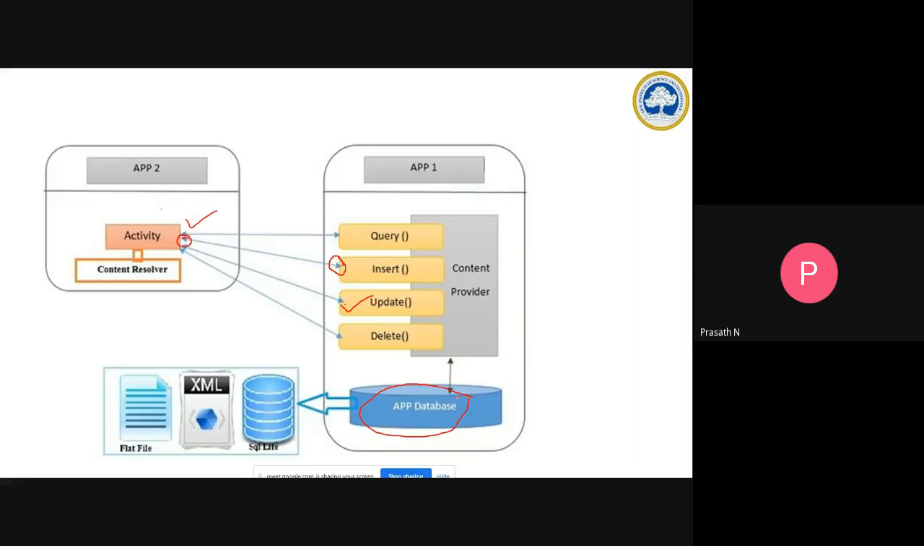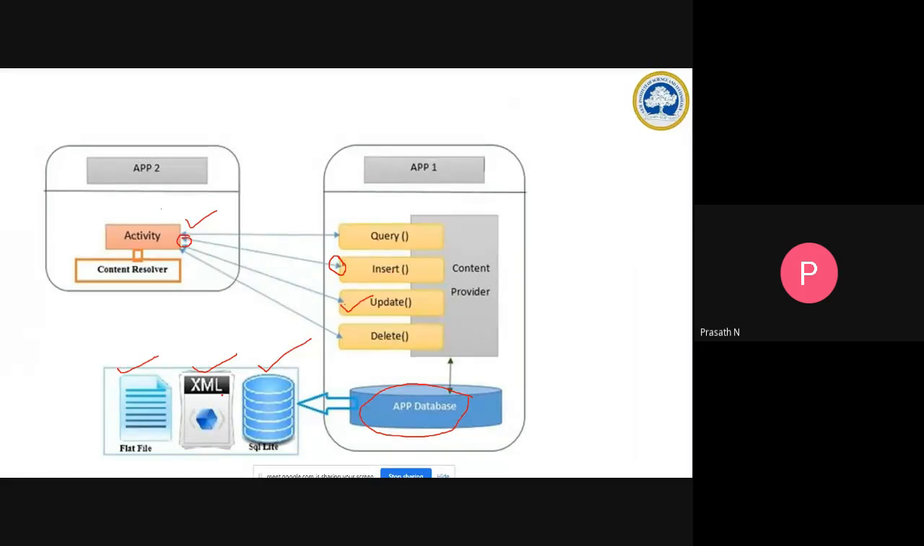Now all the necessary data will be available only in your app database. That can be either internal or external, depending upon the type of application. It can be a file, an XML, or a database, it can be anything. It depends upon the type of data, or the type of application in which you are going to look for the content.